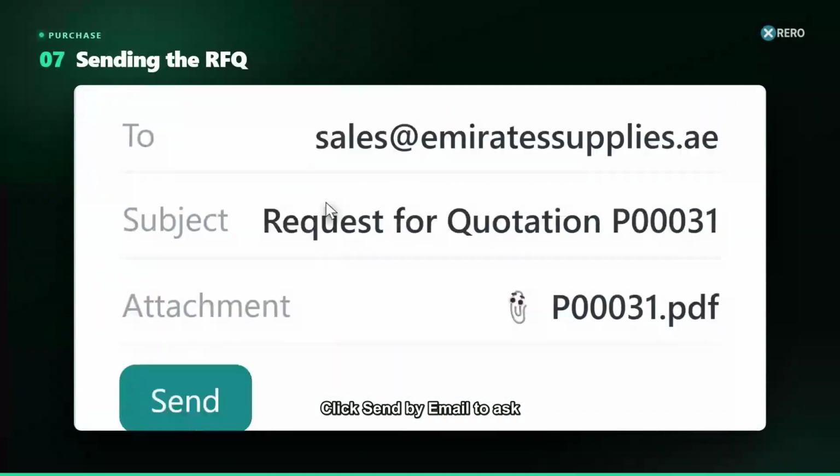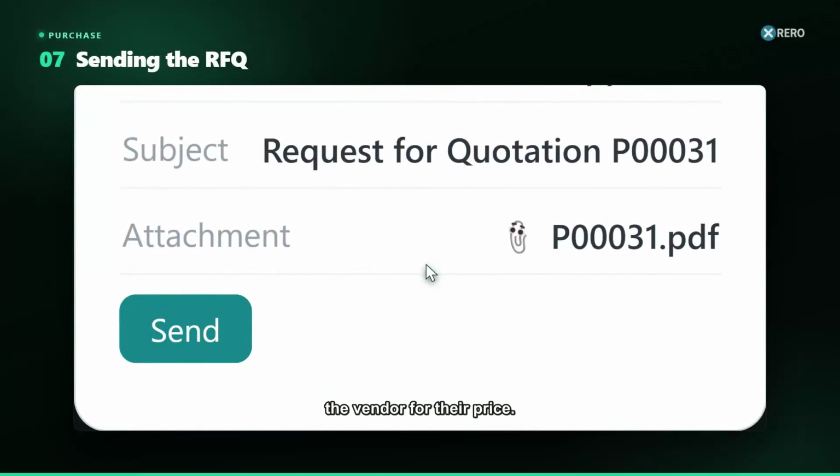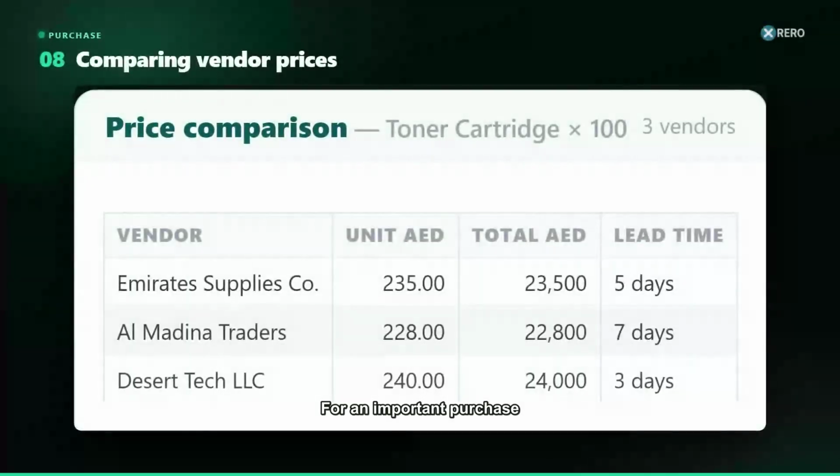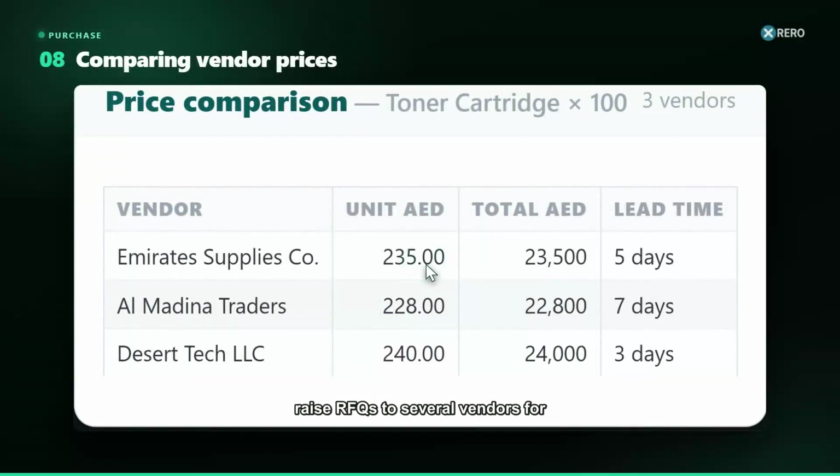Click Send by email to ask the vendor for their price. Xrero attaches the RFQ as a PDF and sets the status to RFQ sent. For an important purchase, raise RFQs to several vendors for the same products. Then compare the quoted prices side by side and confirm the best one.